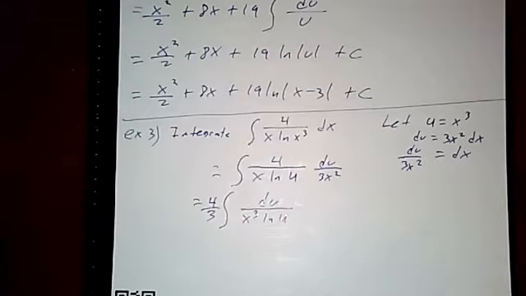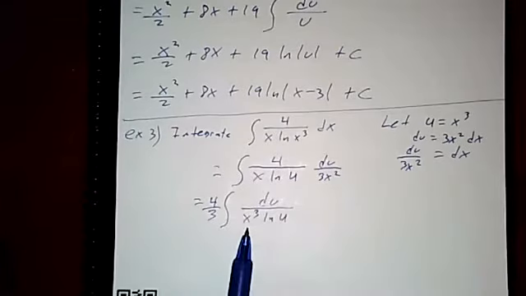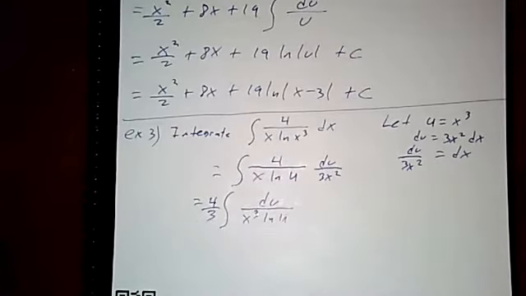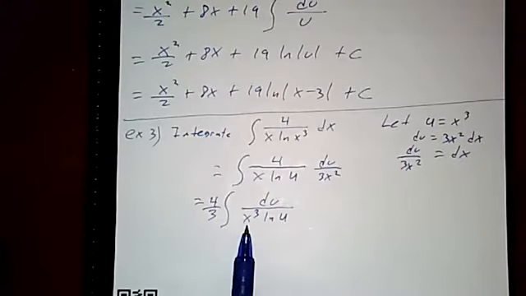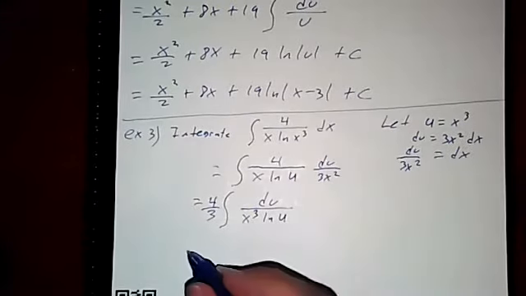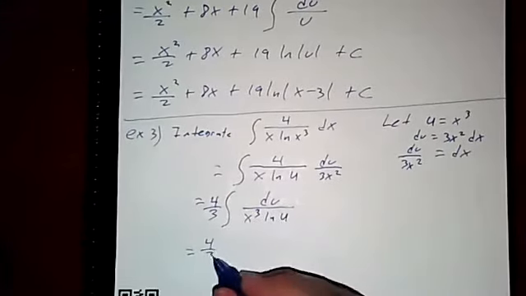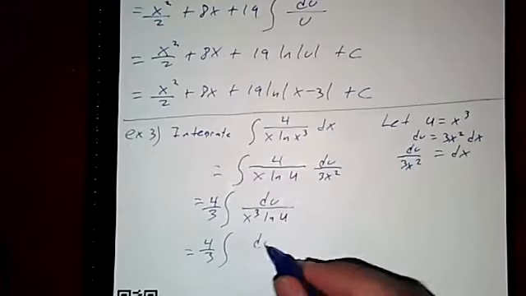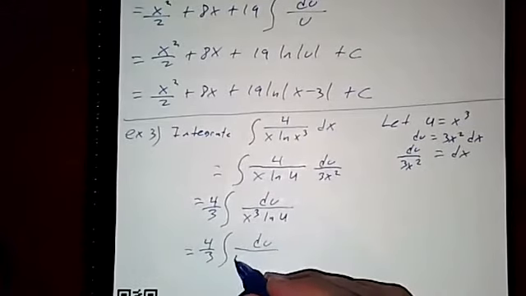Yes, sir. Okay, good. And everyone on board with this part? Yes, sir. All right, so then this is just u, isn't it? No. Oh, actually, yeah, because u is x to the third. Sorry. So we're good, right? We don't have any more x's.